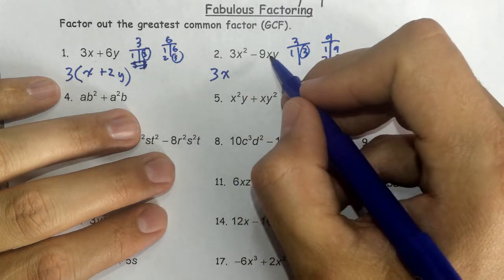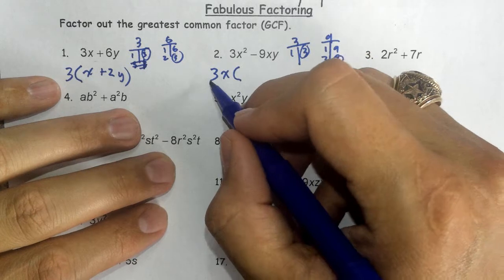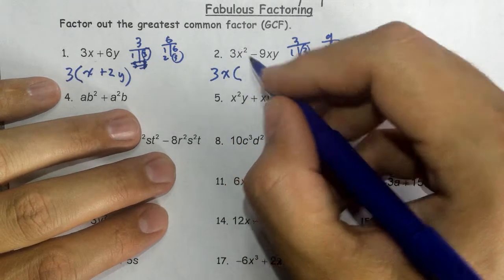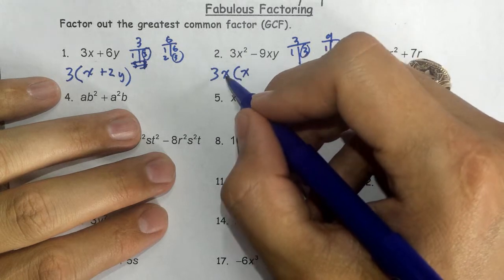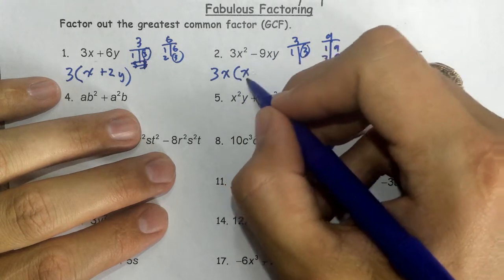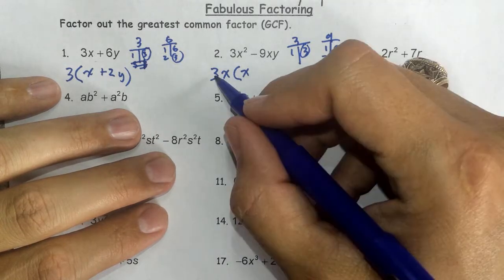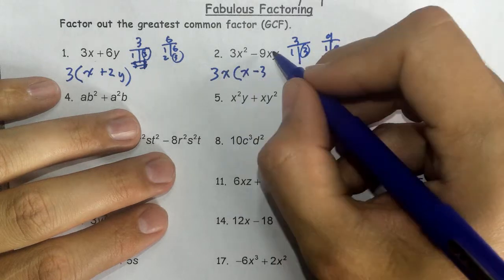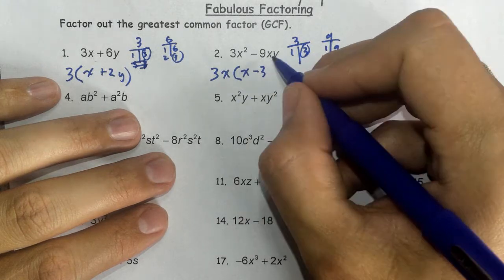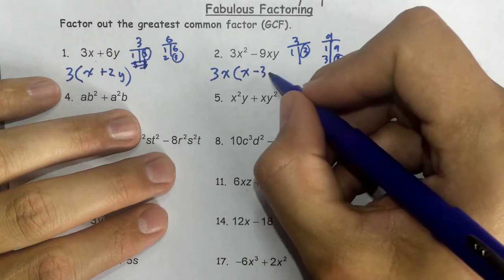They both don't have y, so I can't pull the y out. So now I need to know 3x times what gets me 3x squared. Multiply by x. That gets you your x squared. If you pull the x squared out, that would be 1, and that wouldn't work. So then we have 3 times what gets us negative 9. That will be negative 3. You already have that x because we pulled that singular x out. And then we need our y.